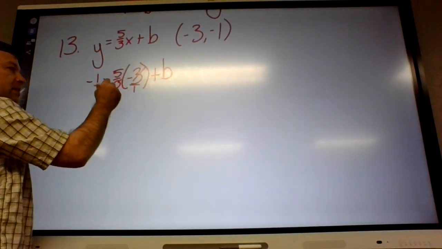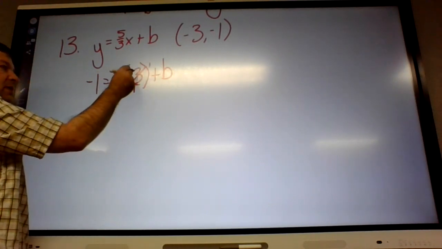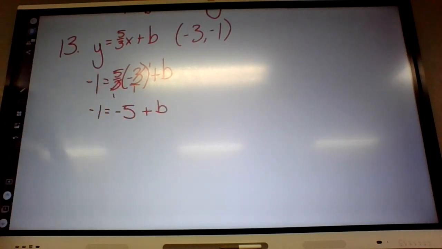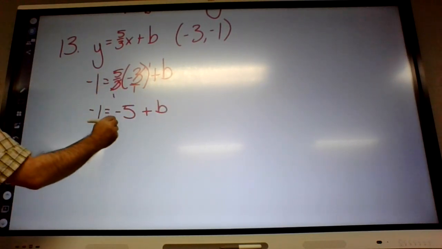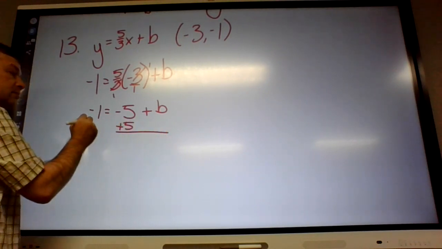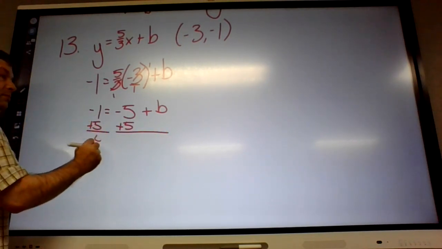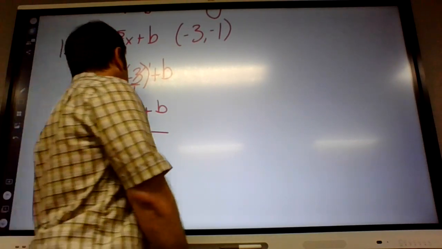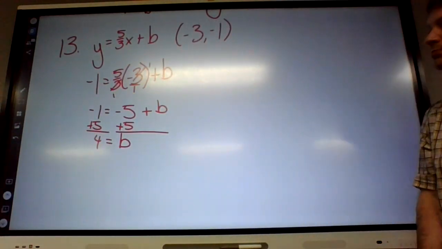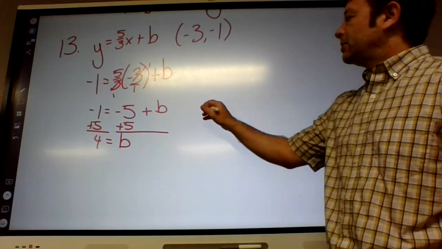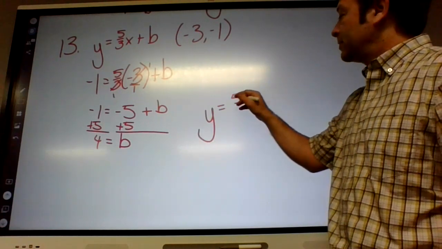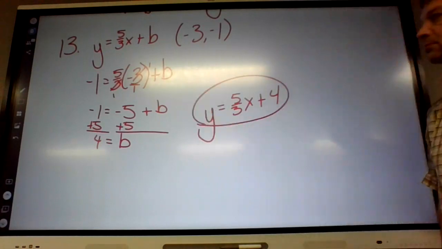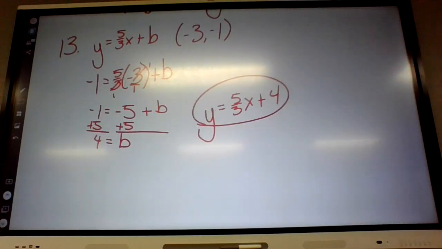-5. Yeah. The 3's kind of cancel out, and it's like -1 times 5. And how do I solve that for b? +5. So -4. No, positive 4. Okay, so my equation, the slope was 5/3, and the b value is 4.